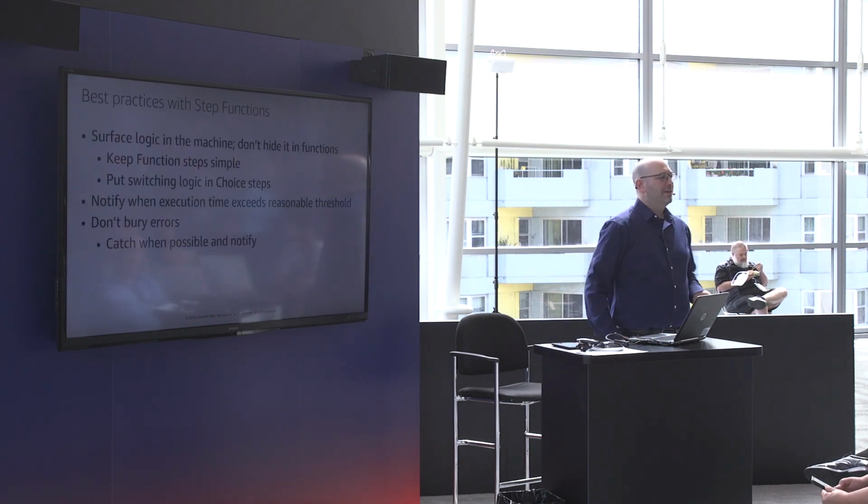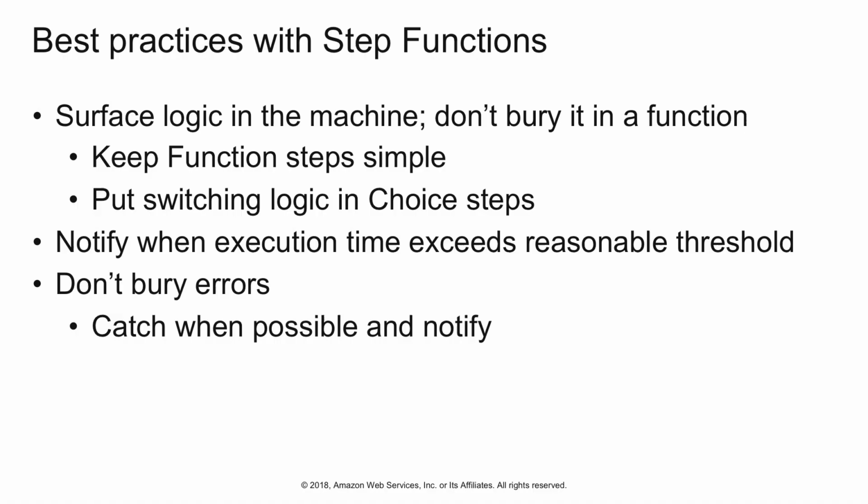Some of the things I've learned about step functions, some of the best practices. Best practice one is surface as much logic in the machine as possible. Don't hide the logic in functions. Keep the functions as simple as possible. Don't branch in them, don't sleep, don't loop. Let the machine do that. Just make your function do as little as possible. Put the switching logic into choice steps instead. It makes it very clear to the observer what's going on.